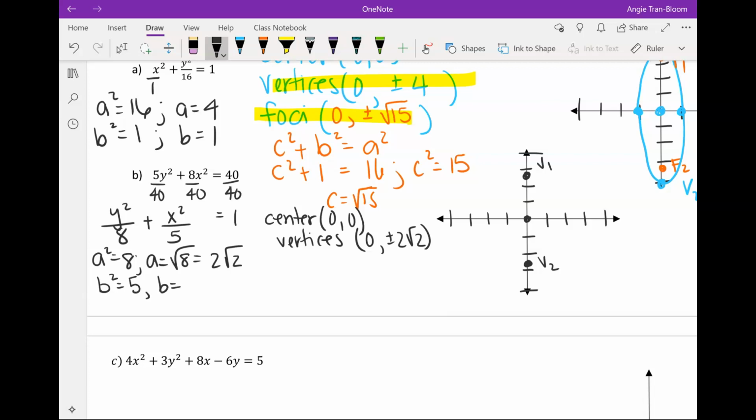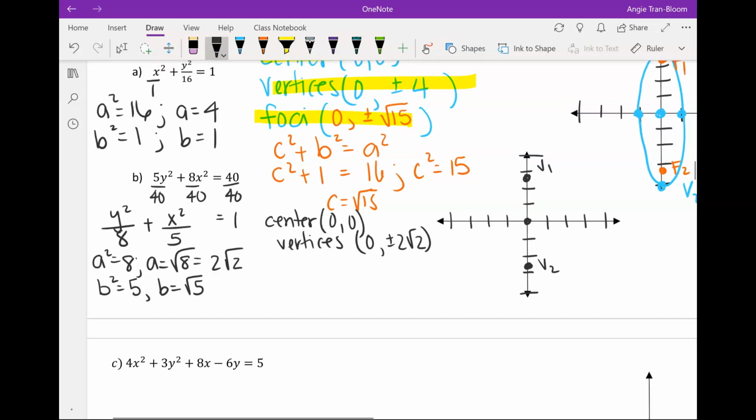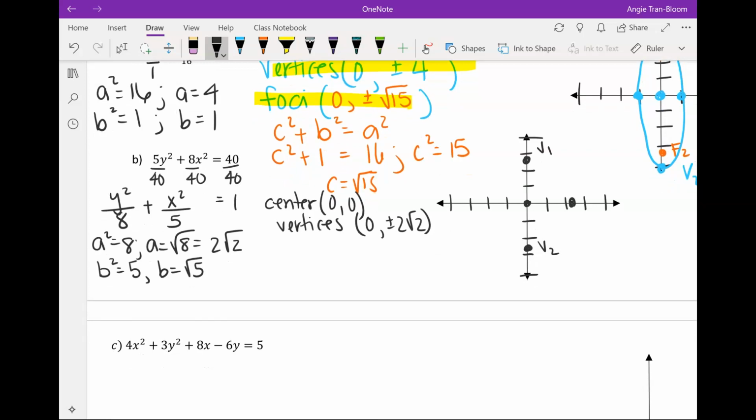What's b? Rad 5. Rad 5 is in between what two integers? 2 and 3. Okay. Probably a little bit closer to 2. Do I have enough to graph my ellipse? Yeah. Almost like a circle.